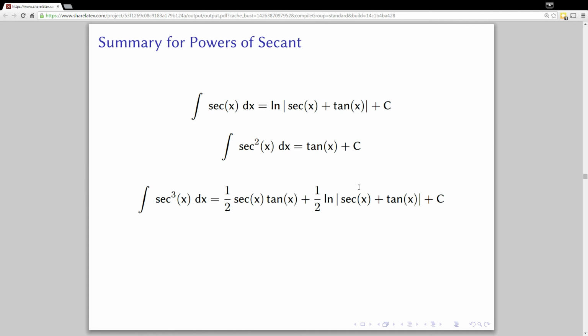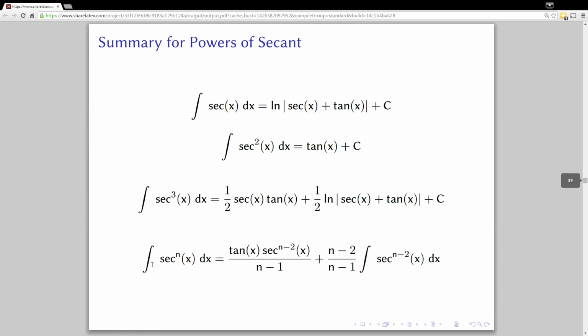So memorize all three of these, and then for higher powers, it is always possible to use the reduction formula. Again, you do not have to memorize this one. Just be aware that there is a formula out there that will take high powers of secant and break them down to integrals of lower powers of secant. And that's pretty much it for the powers of secant.